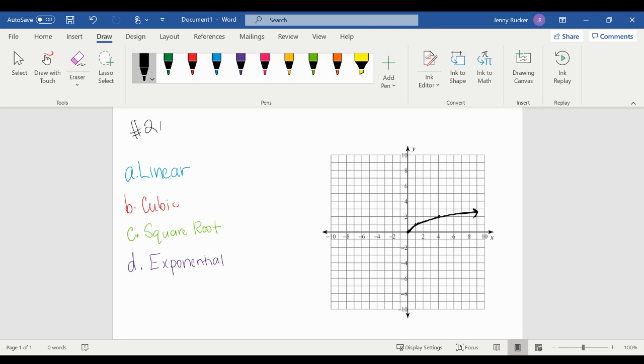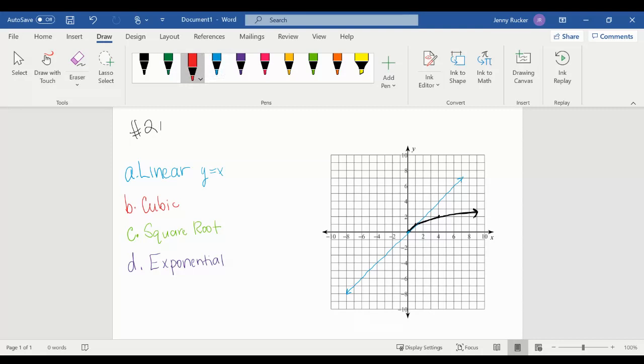For problem number 2, we were asked to give the name of the function shown in the graph. A linear function has the parent equation y equals x. The slope is 1 and the y-intercept is (0, 0). So a linear function is a straight line whose parent function is this diagonal y equals x. So the function that was graphed is not linear.